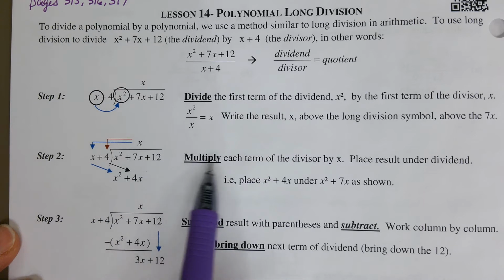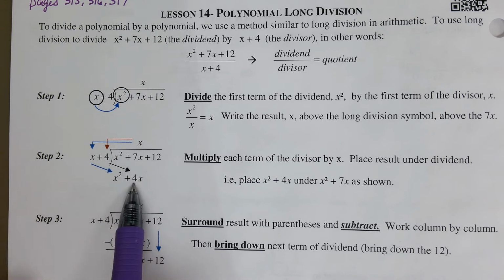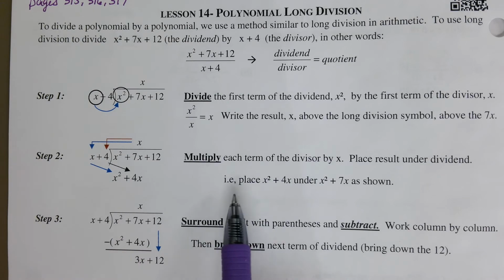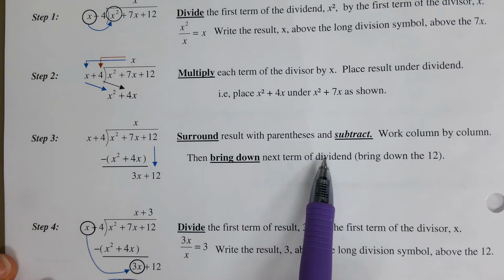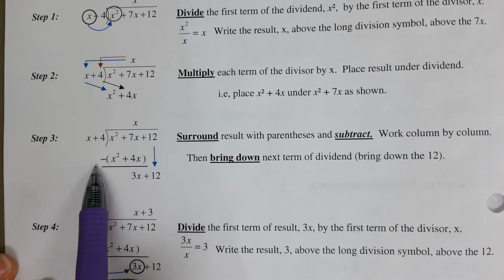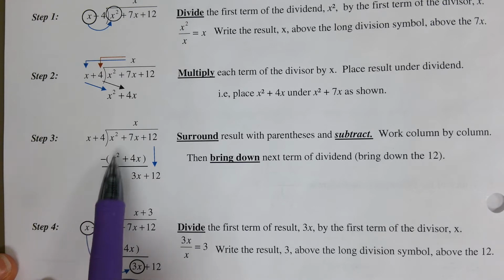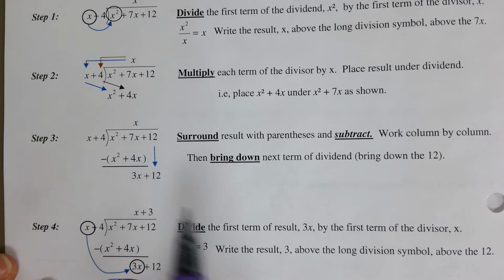And we multiply each term of the divisor by x. X times x is x squared, x times 4 is 4x. Next, surround that result with parentheses and subtract. So we take our x squared plus 4x, put it in parentheses, and subtract. x squared minus x squared is 0, 7x minus 4x is 3x, and then we bring down the next term.